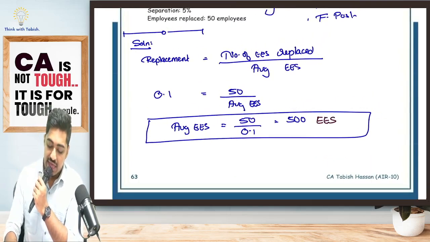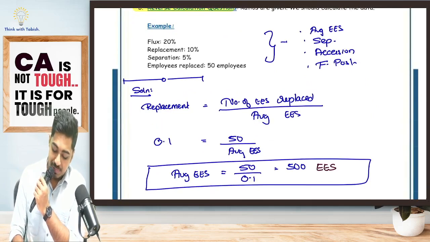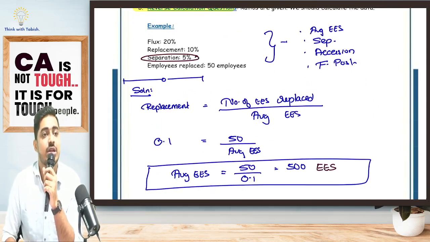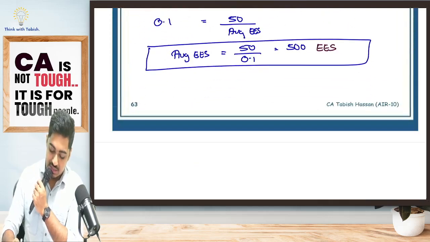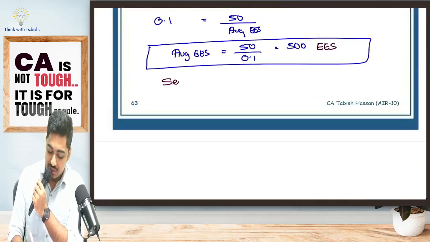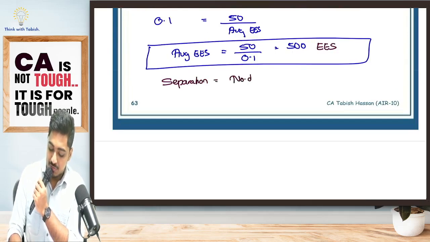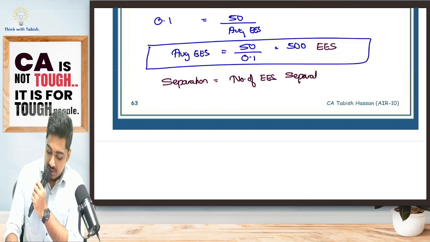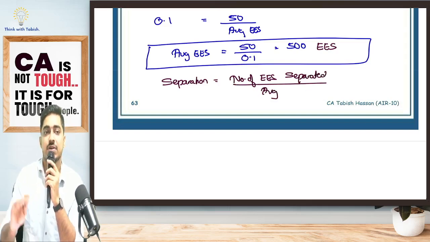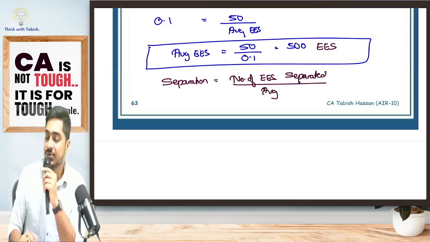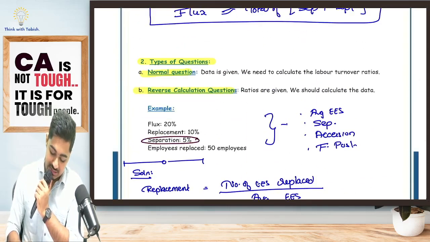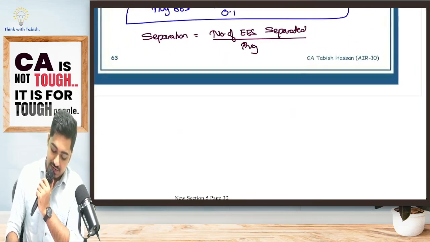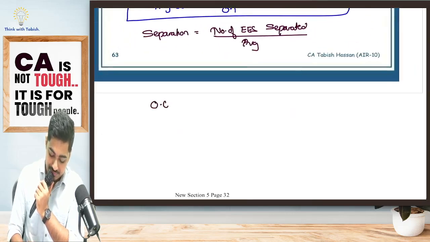Average employees I got. Separation percentage is given. Can I not calculate employees separated? So I will write down the separation method. It is number of employees separated divided by average number of employees. If I multiply by 100, it becomes a whole number, or else it remains a decimal. Separation is how much percentage? 5%. So I will write it as 0.05.